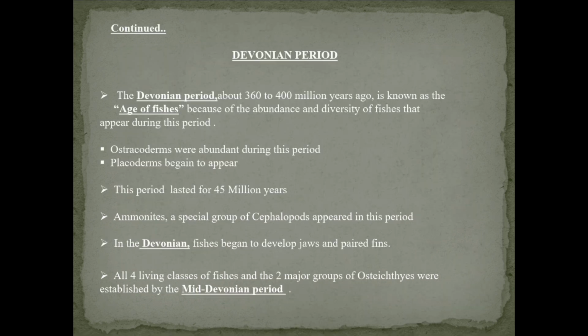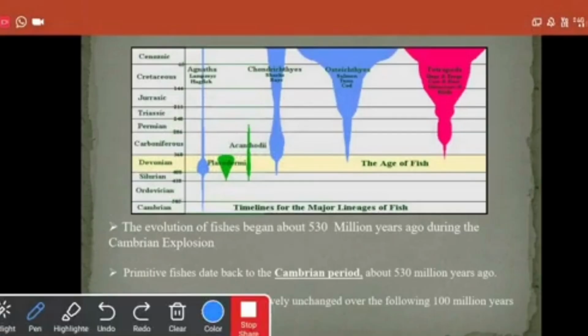The Devonian period is an interval of the Paleozoic era about 360 to 400 million years ago. Once again, I'll show the picture. See this, there is the Devonian period, and it is named the age of the fishes, because in this Devonian period there was a great abundance and great diversity of fishes. So this Devonian period is called the age of the fishes.